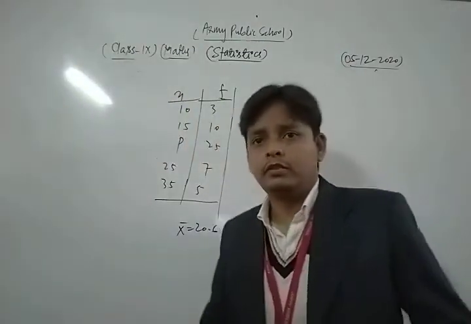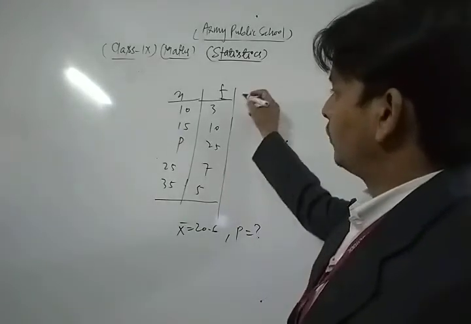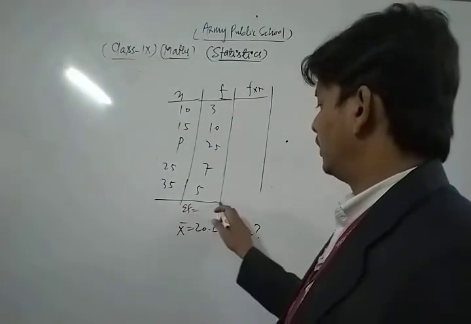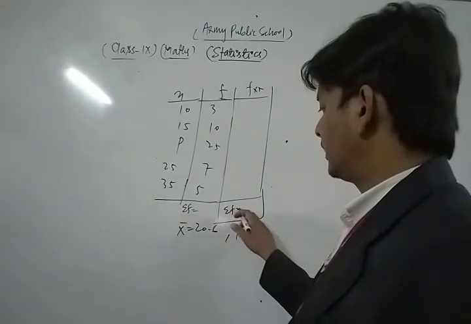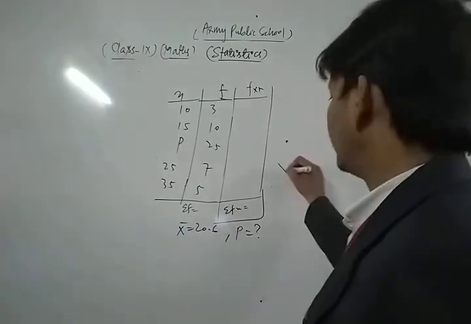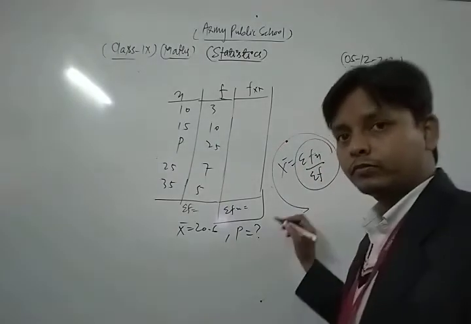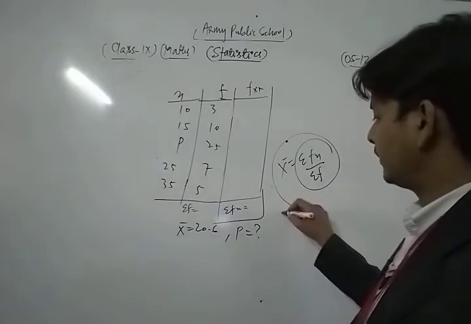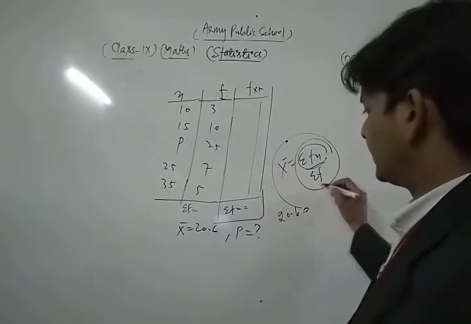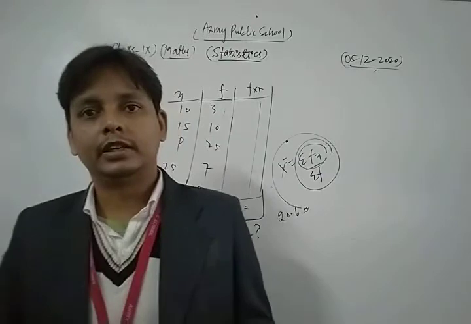Dear student, this question is solved the same way as the previous question. First of all, you find f into x, and after that you find f, and finally the sum of f into x. Then you apply the formula for mean, sigma fx upon sigma f, and put all the values in that formula, with the mean given as 20.6. Sigma fx is obtained from the table, and sigma f from there. So in this way we clear the concept of mean.